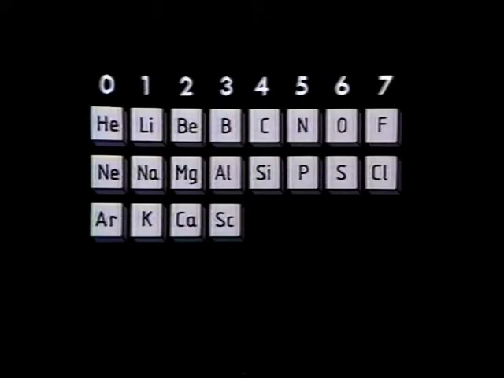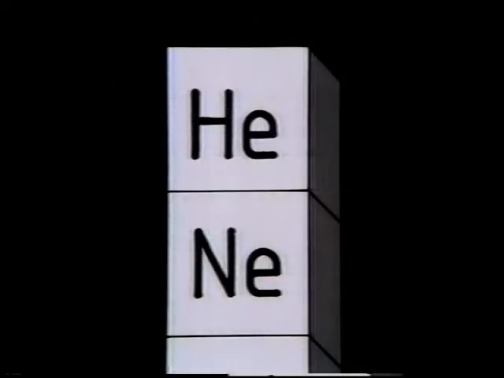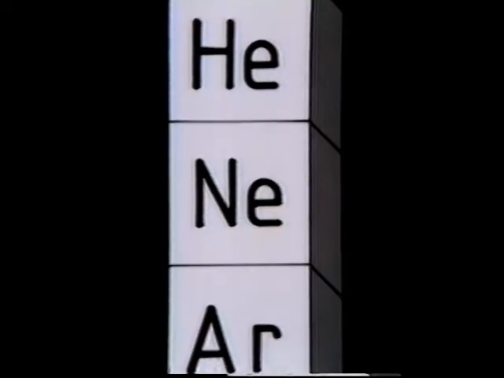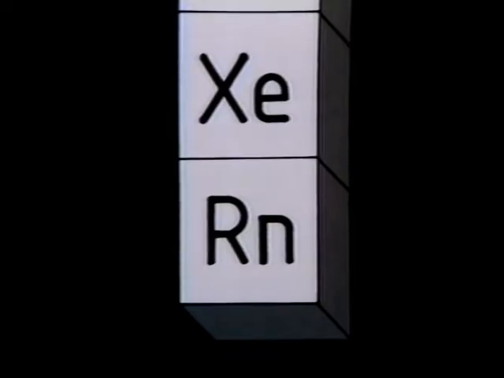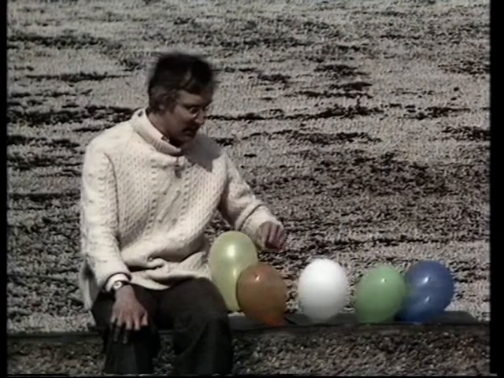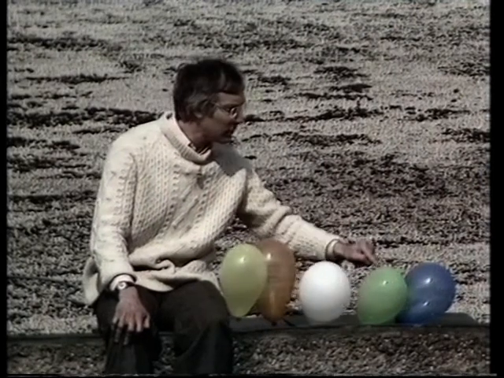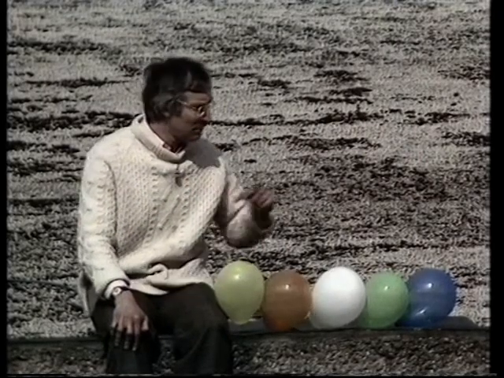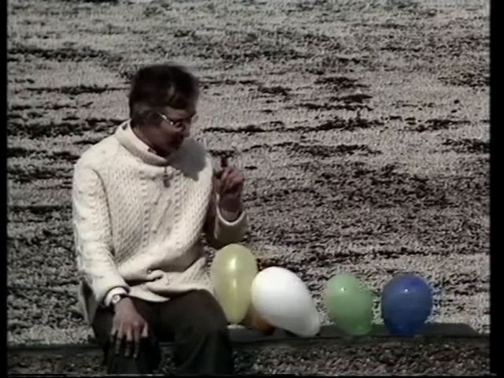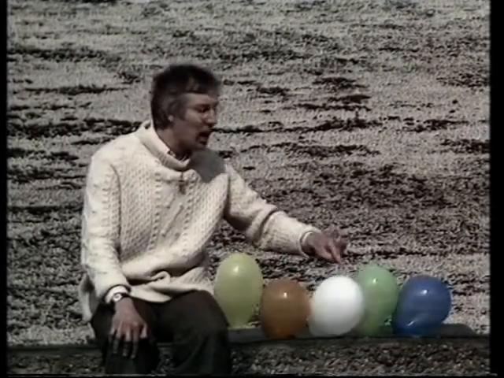Let's look at the elements of group 0, the noble gases. When it's complete, it contains 6 elements: helium, neon, argon, krypton, xenon, and radon. Here are 5 of the 6 noble gases: helium, neon, argon, krypton, and xenon. They're all colourless and transparent. Krypton and xenon form compounds only with difficulty. Helium, neon, and argon don't form compounds at all.